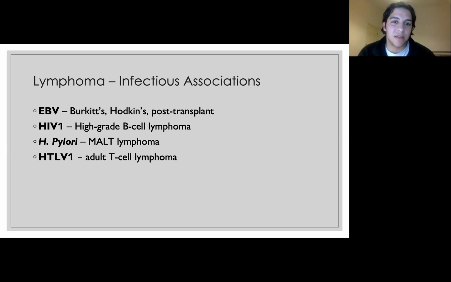So again, these are things to pick up in the preamble of exam questions. There are some associations with lymphomas. We mentioned that EBV is linked to Burkitt's and Hodgkin's. HIV-1 is linked to high-grade B-cell lymphomas. H. pylori is linked to MALT lymphomas, which are found in the GI tract. And there's also a virus called HTLV-1, which can predispose you to adult T-cell lymphoma.